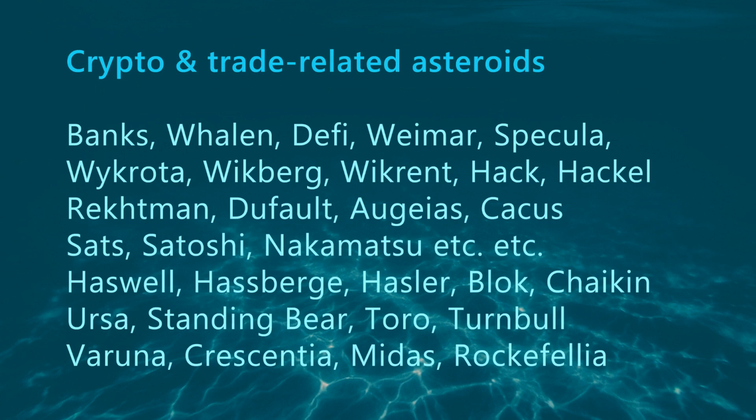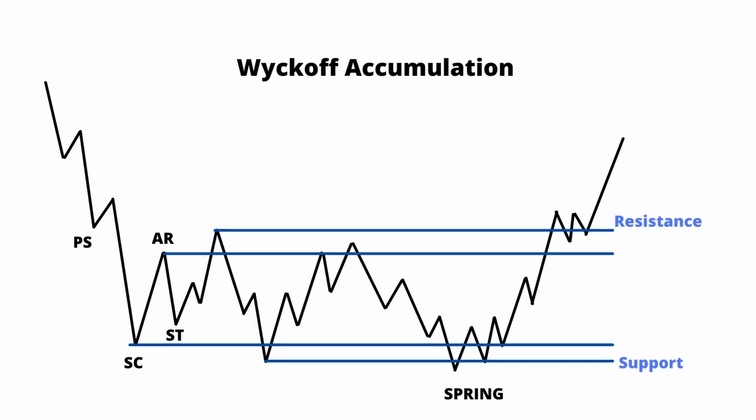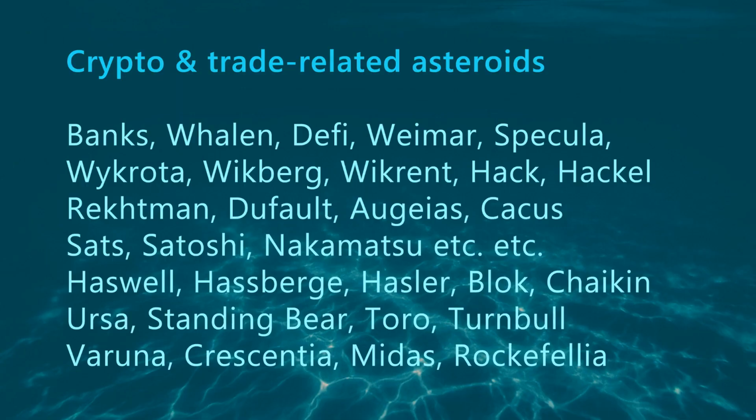And then in the next row we have Wikrota, Wigberg, Wigrent. These are related to Wyckoff distribution. This is a subject that not everybody will be familiar with, but think of it as manipulation of markets, and that's also something that these whales might be doing.